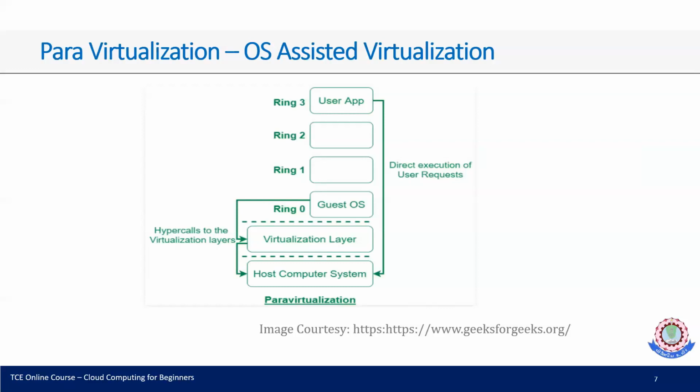Here guest and hypervisor will have communication, which will improve the performance and efficiency of the virtualized environment. Here also we have 4 rings. Ring 0 is guest OS. Ring 1 or ring 2 are nullified, which are used for backups, which will be helpful for recovery. Ring 3 is for user apps. Directly it will execute the user instruction and serve the host computer.